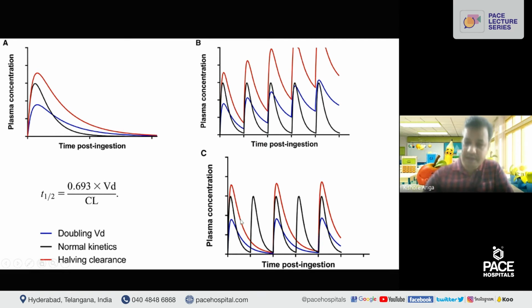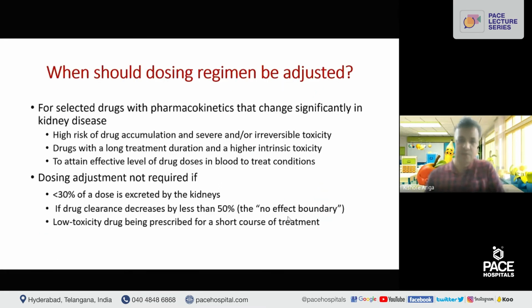So the drug will reach the baseline level and it will again reach a peak and it will reach the baseline level, it will get eliminated. So this is important. Still here, the peak may be abnormal when compared to a normal kinetics patient. So this is important when deciding what drug to be given at what dose, which I'll be giving examples in the next slides. So when should the dosing regimen be adjusted?